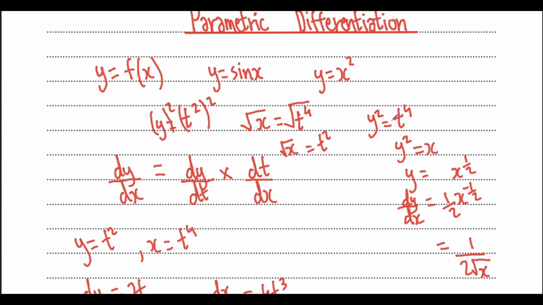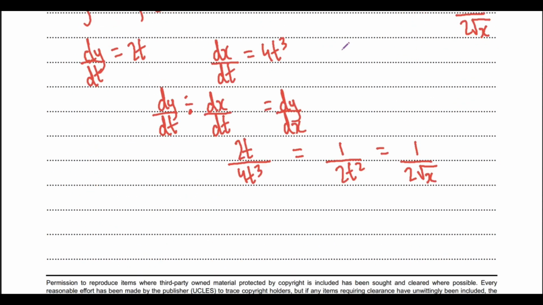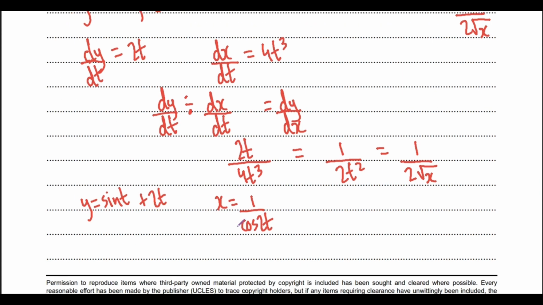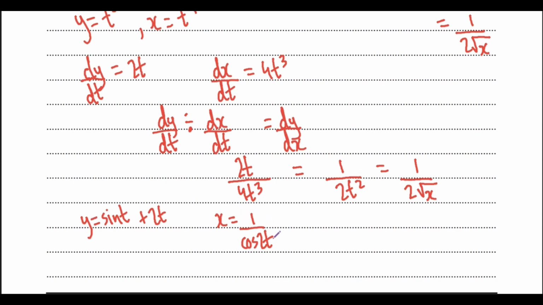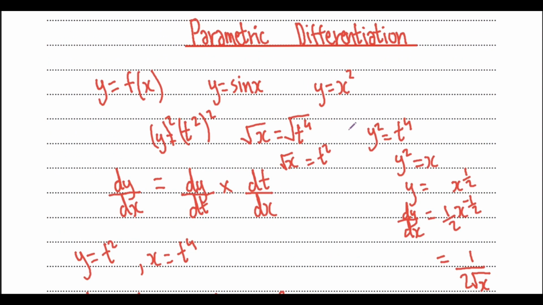This was very easy to do using the normal method of just rearranging and then finding y in terms of x, because these are very simple. What if you had a way more complicated function? Let's say you had something like y is equal to sine t plus 2t, and then x is equal to 1 over cos 2t. This will take you so long just to get y in terms of x, and then to find the derivative of that would be so complicated. Instead, we can take the derivative of y with respect to t first, and the derivative of x with respect to t, and then just divide them by each other, and you'll end up getting dy by dx. That's like an introduction to parametric differentiation.